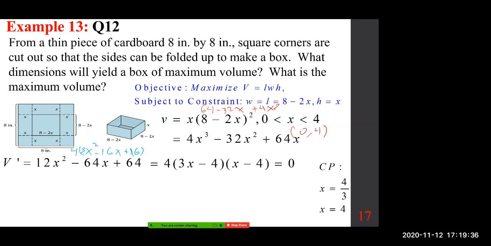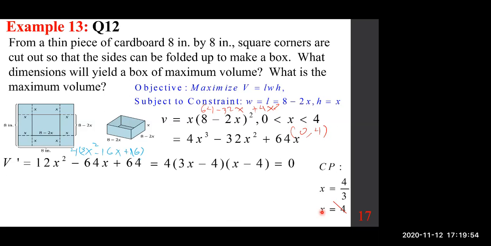And when we look at the domain, 4 is out. The only acceptable answer is 4/3. This is a critical point. Is it going to maximize or minimize? We don't know. We have to go with the first or the second derivative test.